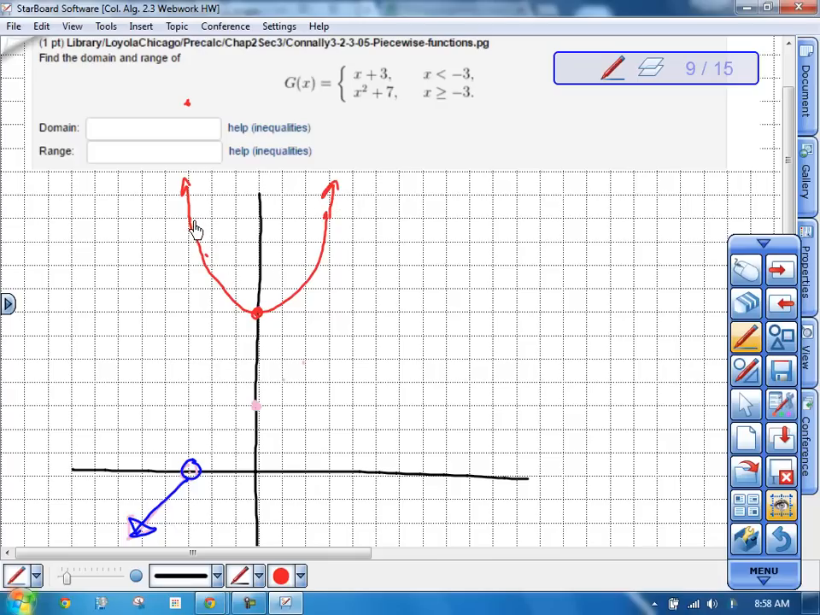So it's defined, let's pretend at this point 16. It's defined there on this parabola, but not anywhere to the left of that, right? Because it only wants the x values that are greater than or equal to -3. I know it should be up here, but that's good enough.